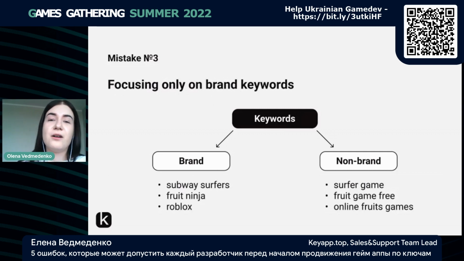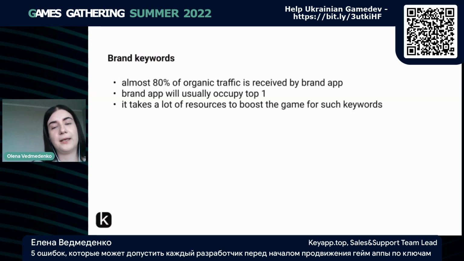For example, just now you can take your phone, go to Google Play or App Store and type any brand keyword you think about, any brand search request. For example, Subway Surfers, Fruit Ninja, even Tinder, and it is obvious that the first position will be occupied by the brand app. The question here is if the apps which are lower in the list will be downloaded by organic users. Actually, we can make the assumption that yes, but in most cases, the brand app will get almost 80% of the traffic. And also the brand app will usually occupy top one.